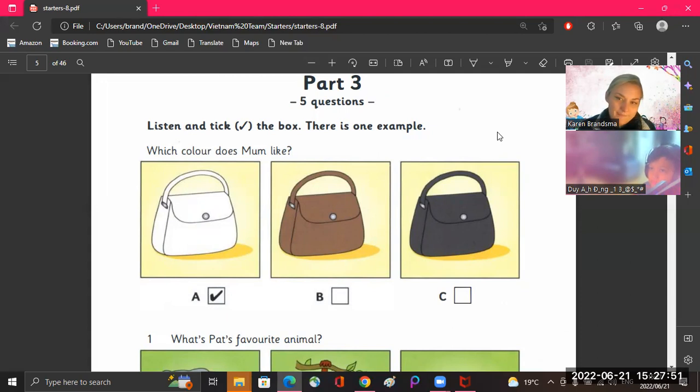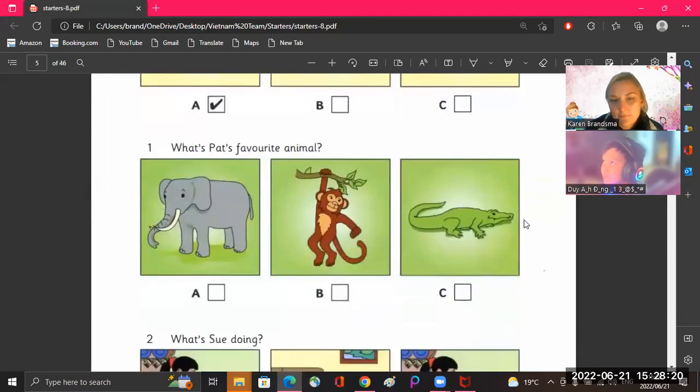What colour does Mum like? What can we buy for Mom's birthday? She wants a new bag, I know. Good. We can buy a brown bag for her. No, she doesn't like brown. And she's got a black bag. Well, we can buy a white bag then. She likes that color. Can you see the tick? Now you listen and tick the box.